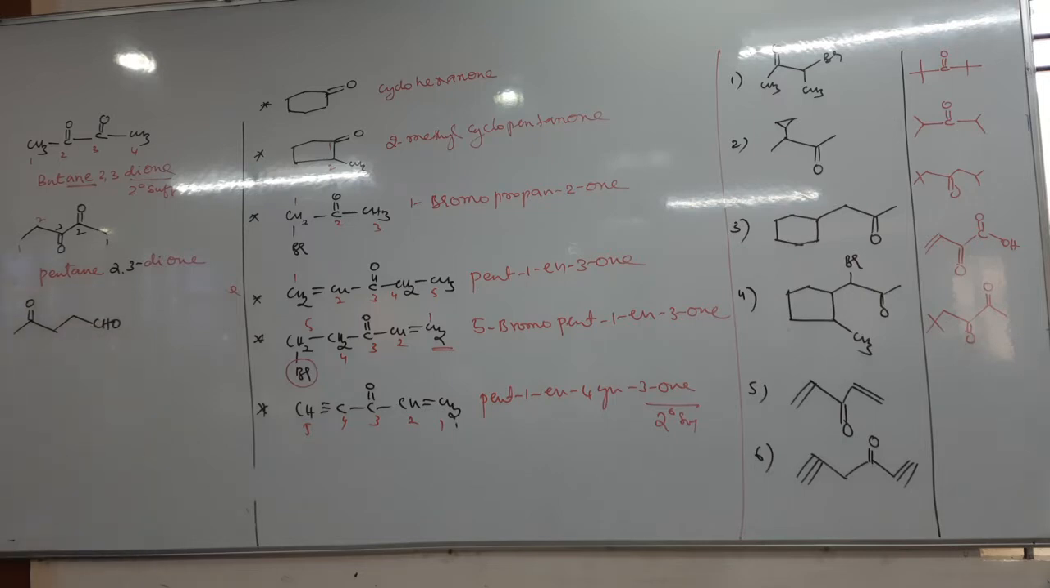Next, if an aldehyde group and a keto group are there, which will get more priority? Aldehyde. It is 1, 2, 3, 4, 5. Then what is the substituent? What is the name of this C double bond O substituent? It is oxo. Which oxo? 4-oxo pentanal.